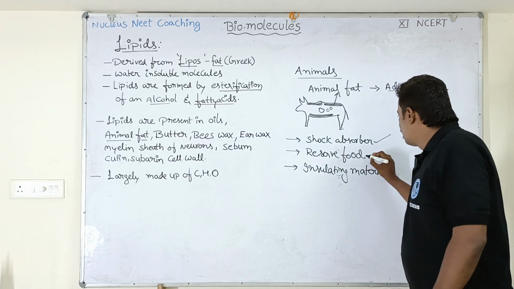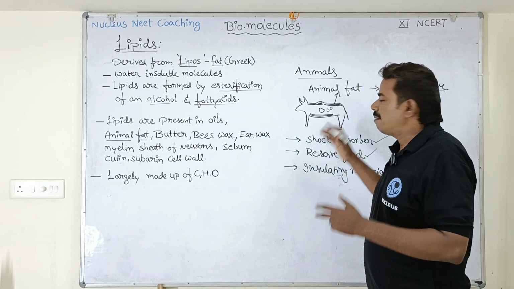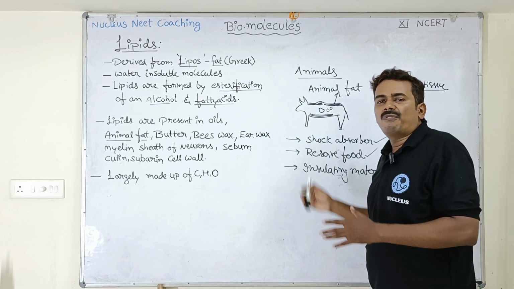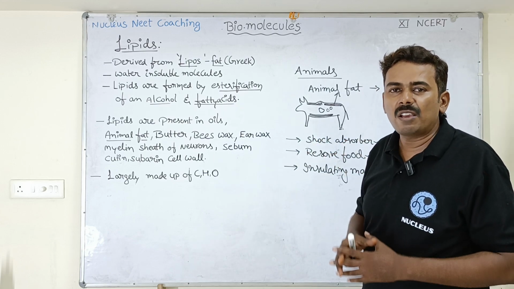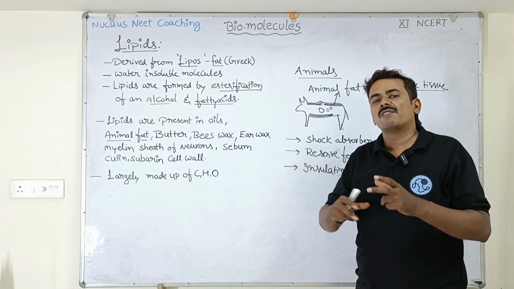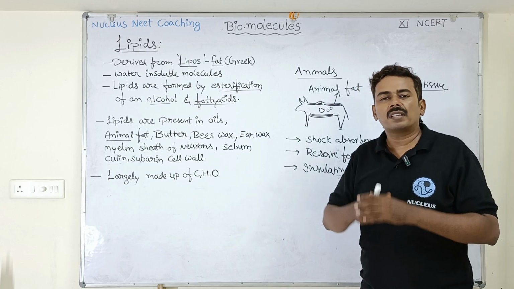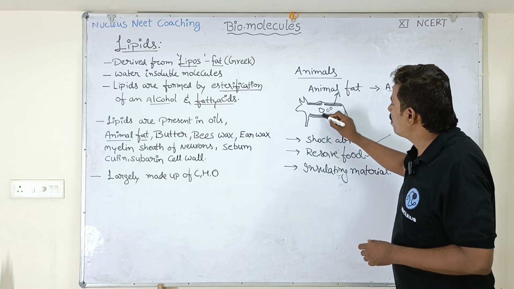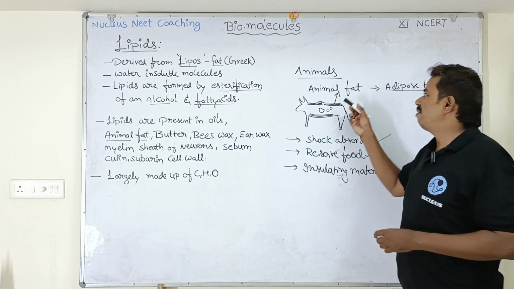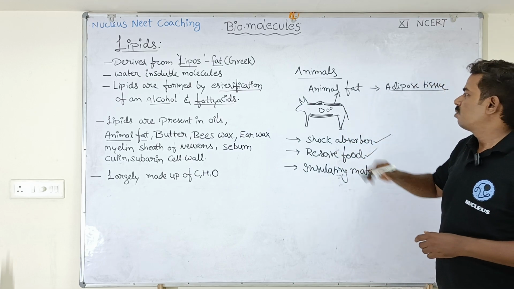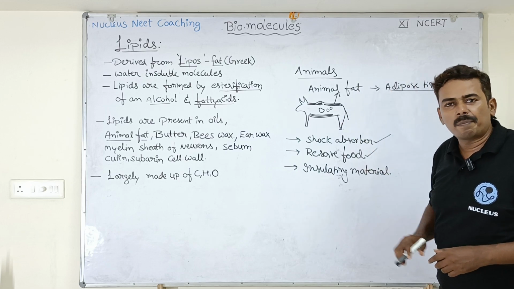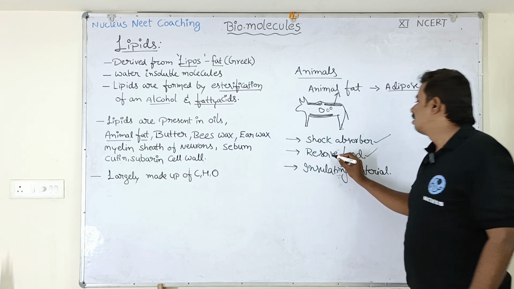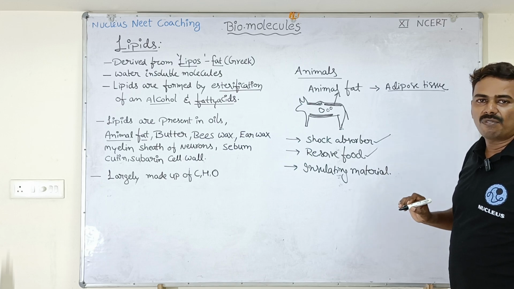Next, animal fat will act as a reserve food material. Whenever the animal doesn't have any food to eat, it goes into starvation. In that situation, the animal first depends upon the carbohydrate called glycogen, which is stored in the liver. Once glycogen is completely exhausted, the animal depends upon the animal fat stored below its skin. Even if the fat is completely used up, the animal depends upon the protein stored in its body. In this way animal fat acts as a reserve food material during starvation.